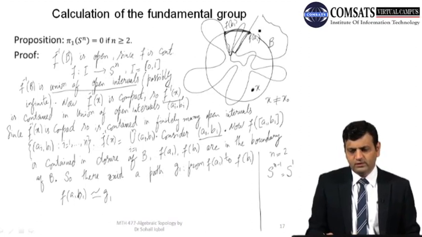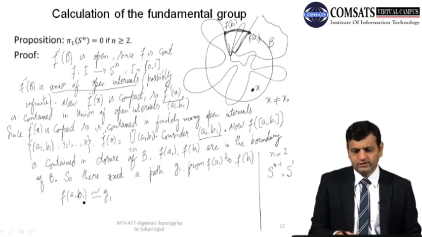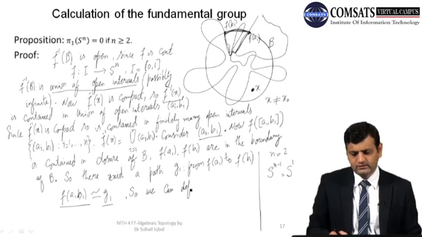So this portion of the loop f, which is basically the image of a1 b1, which is an open interval inside 0 1, is homotopic to g1. And similarly we can see that the other portions are homotopic to other g's. So we can define g in general, so that g2 is homotopic to f of a2 b2, g3 is homotopic to f of a3 b3, and so on.